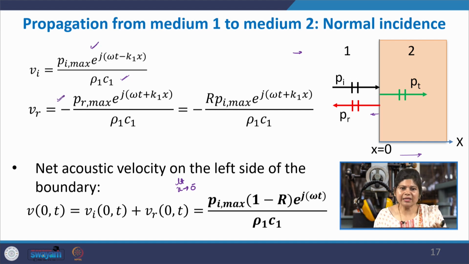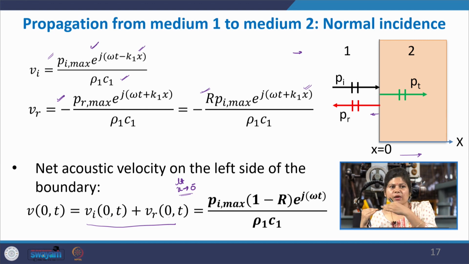The velocity is a vector quantity. So we ultimately do not just add them up like pressures; we need to have the sign sorted out also. We sorted out the sign and did the same kind of computations. Suppose we want to find it at the boundary: we put x equal to 0 in both these equations and add them up to find the total velocity. We are directly adding them because the direction is the same for both velocities, and the plus and minus takes care of whether it is forwards or backwards. So this is the term we end up with.